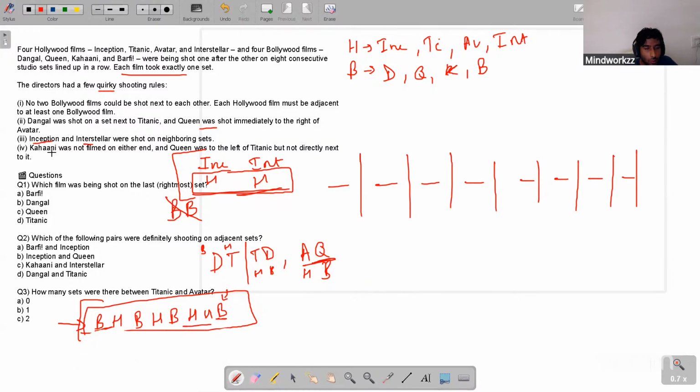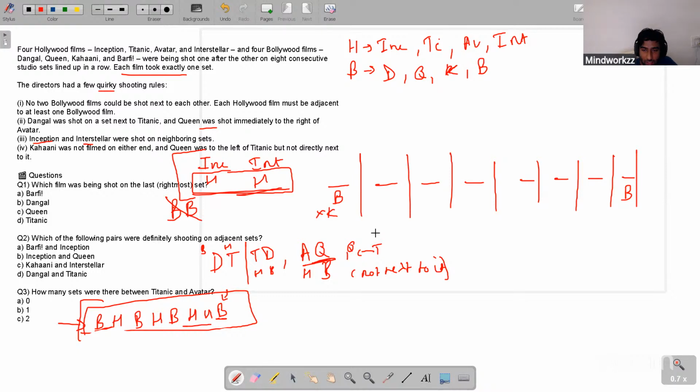Kahani was not filmed on either ends. And Queen was to the left of, of course, Bollywood and Bollywood, right? And Queen was to the left of Titanic, but not directly next to it. And I can just write not next to it.